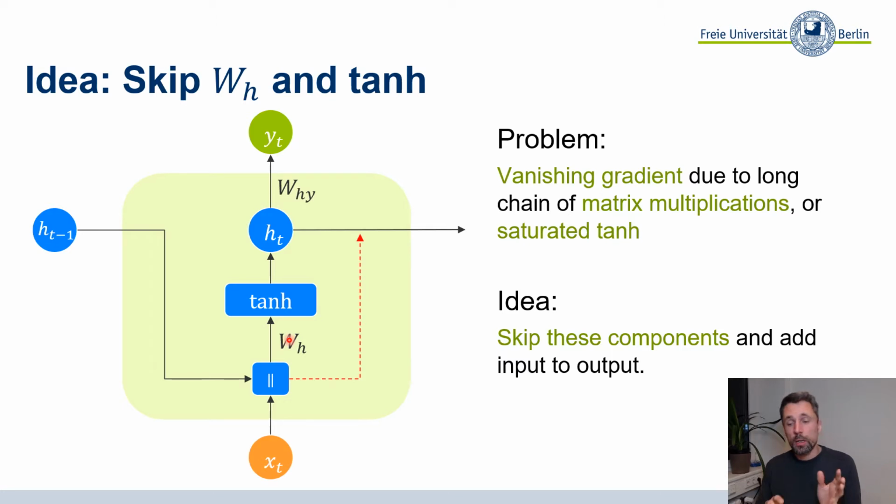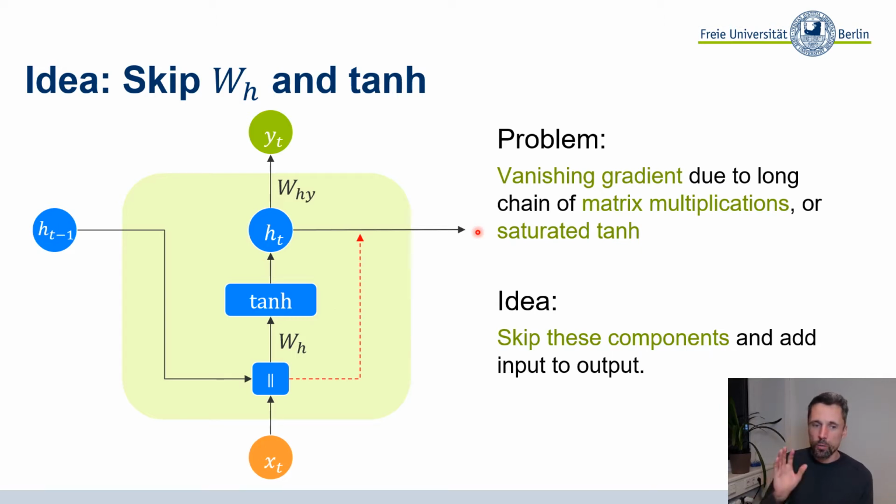And also, if we have huge inputs to this tanh here, either positive or negative, these tanhs will saturate. So the gradient at those saturated places will become small as well. And then we'll multiply these on top of each other, even if the weights are okay. So the idea now is, why don't we just skip these problematic components by passing along the untouched inputs to the next time point?